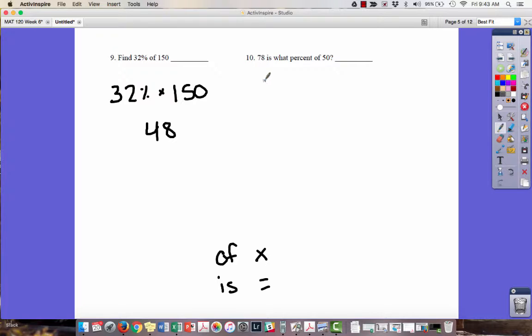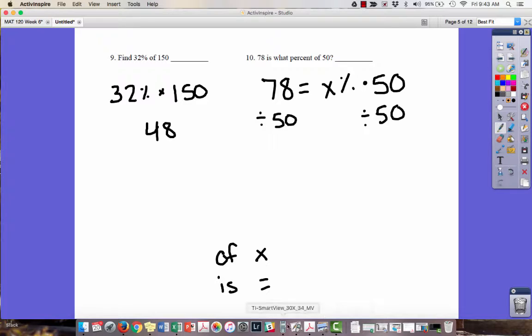Okay, so number 10, 78 is equal what percent, so I'm just using X because I don't know the percent, of, so my times 50. So I really have my letter that I'm trying to find, and I've got a 50 here. I want to get rid of the 50 because I want X to be by itself. So I'm going to divide both sides by 50.